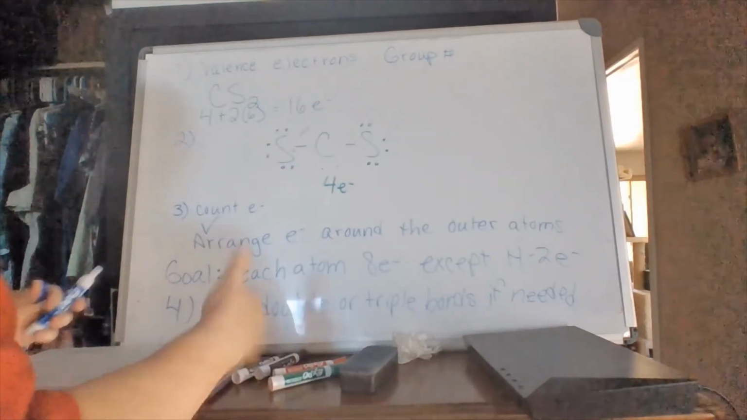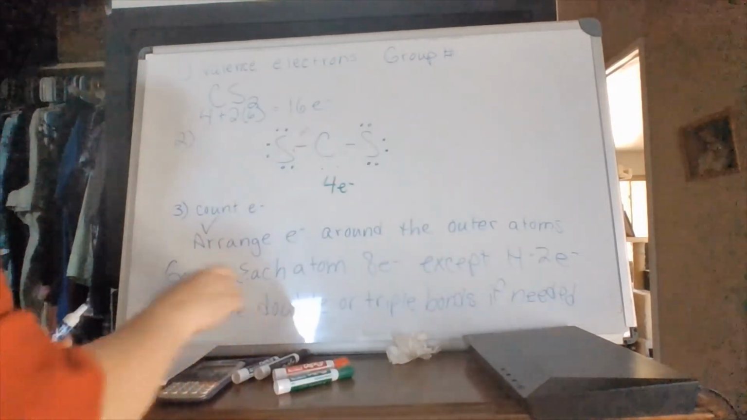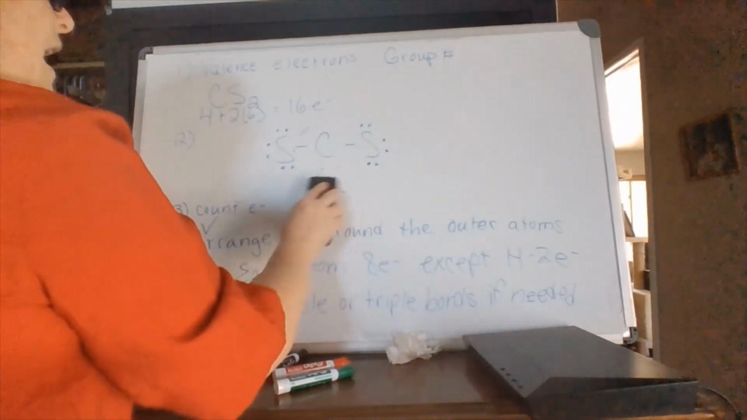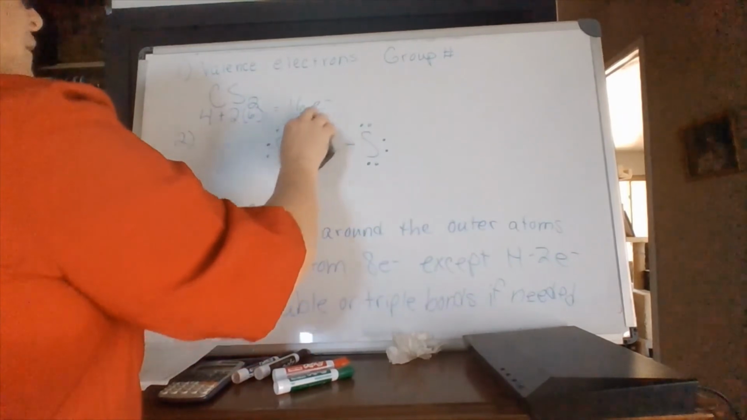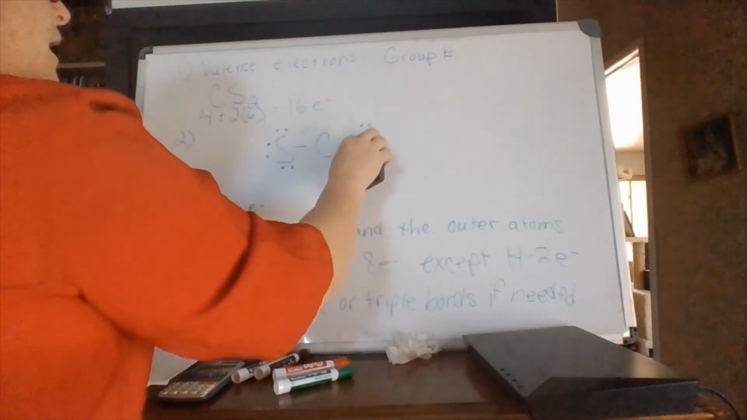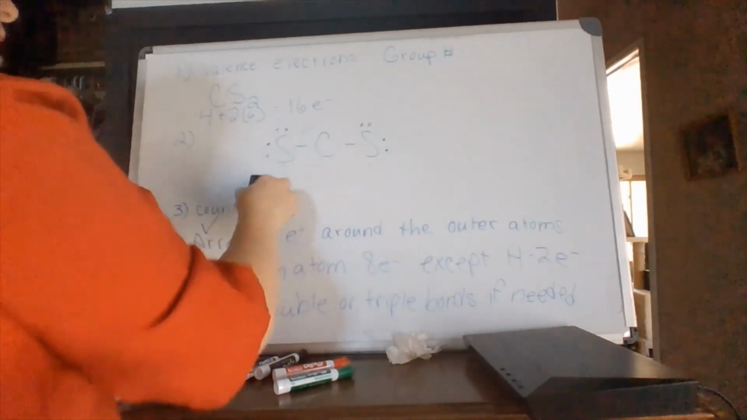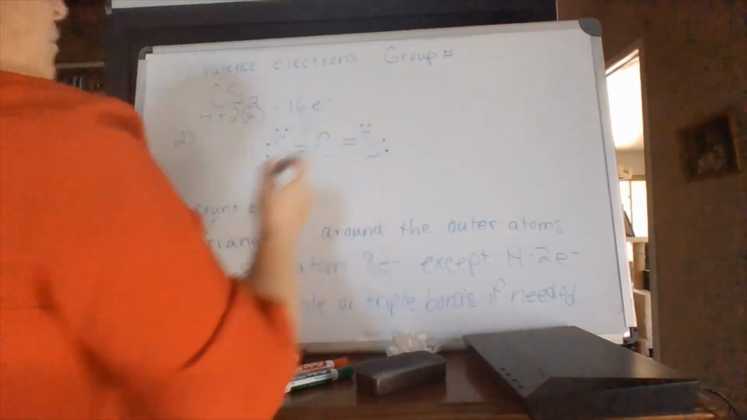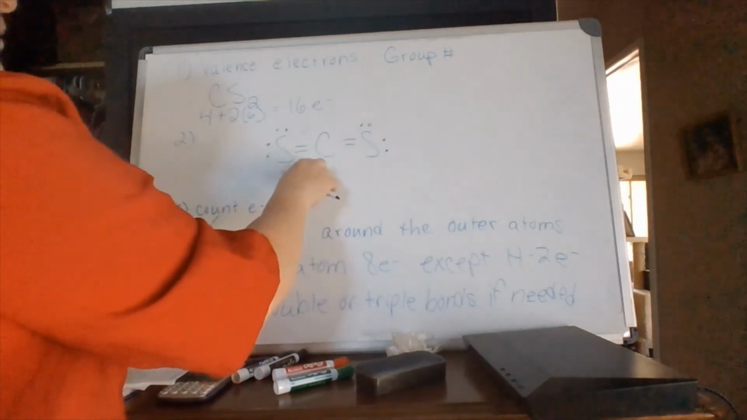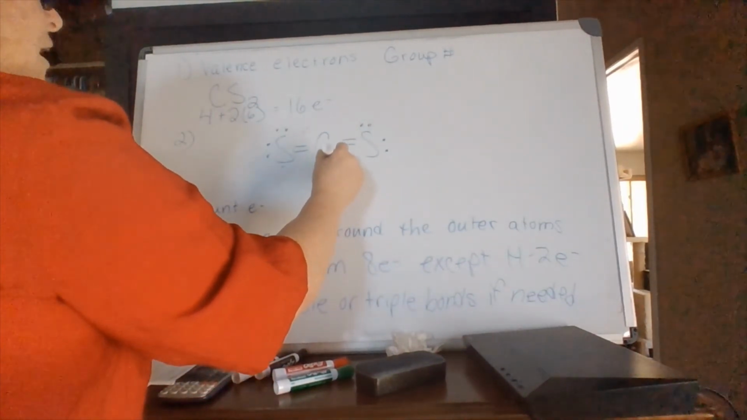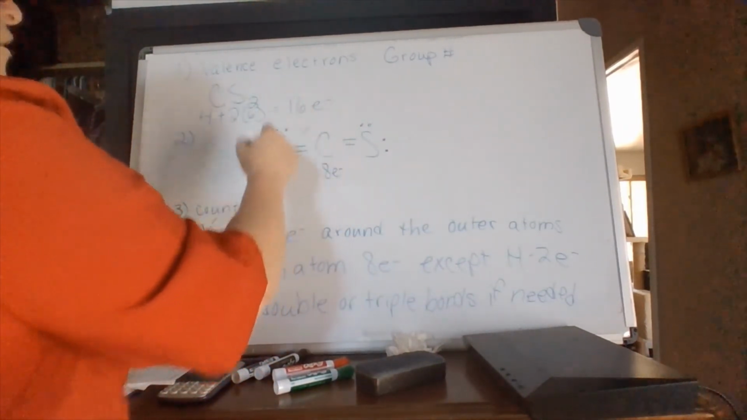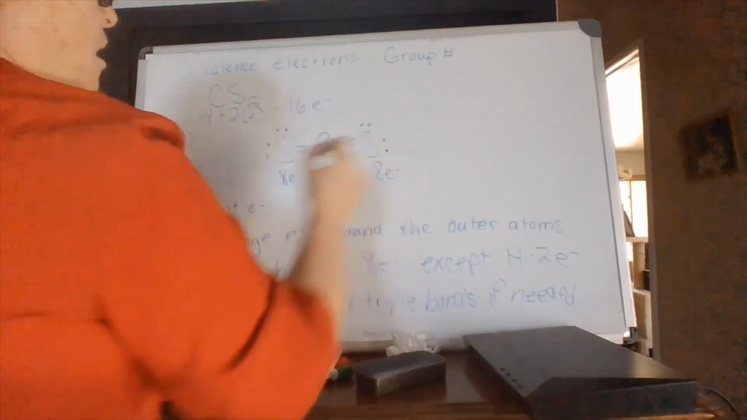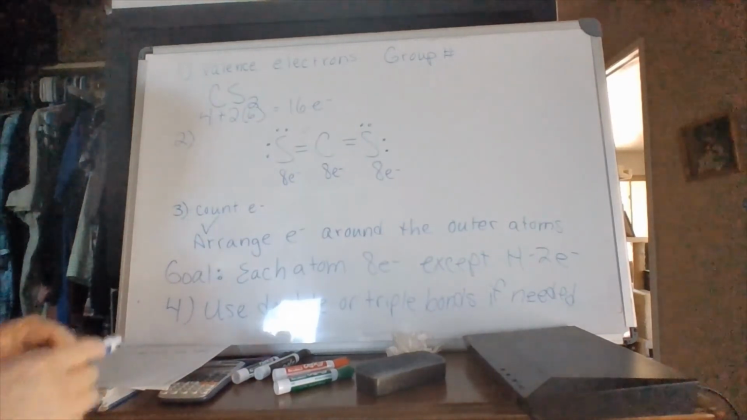So now I'm going to have to use double or triple bonds to see if I can get carbon feeling like it has more than 4 electrons. So if I erase a pair from each sulfur and make 2 double bonds with carbon, then carbon has 8 electrons and each sulfur has 8 electrons. So now I have the correct Lewis structure.